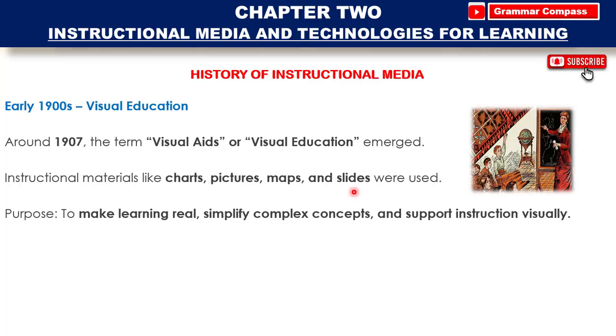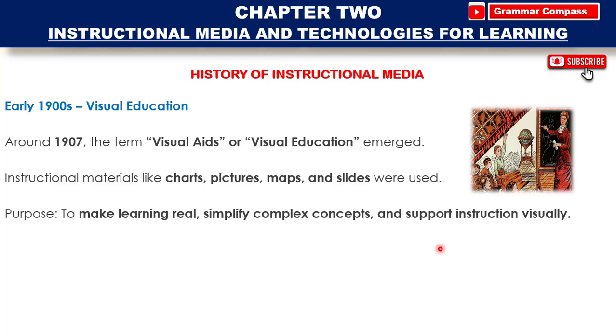So why did they use visuals in the 1900s, specifically 1907? The purpose was to make learning real. So if there is a photo of an elephant, it is more vivid than just hearing about it. Also, it helped simplify complex concepts. Complex science processes or math concepts were easier to grasp with diagrams. It also supported instruction visually. So visuals acted like the teacher's assistant, helping explain things more clearly.